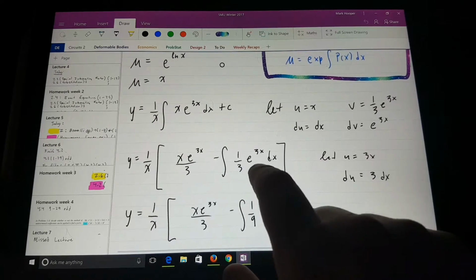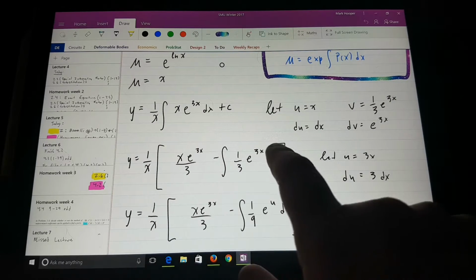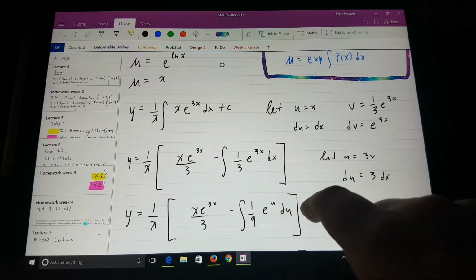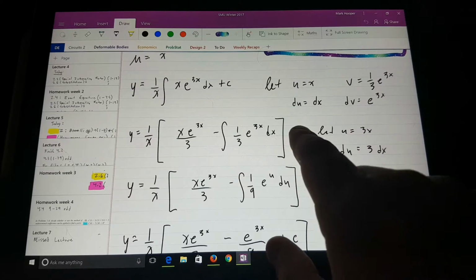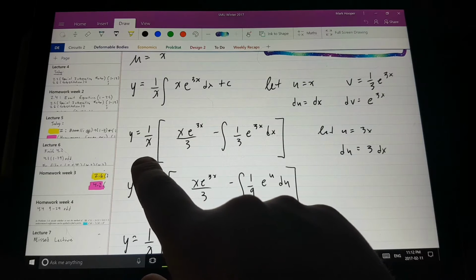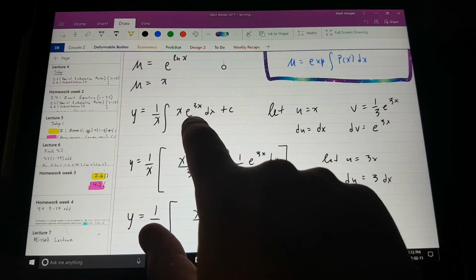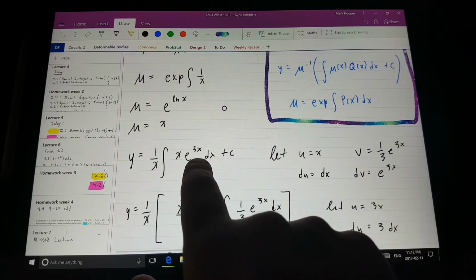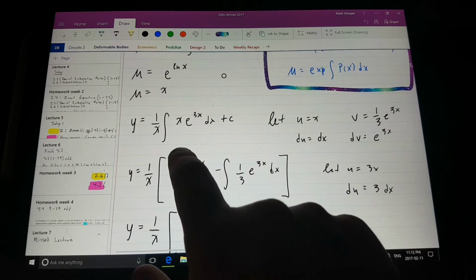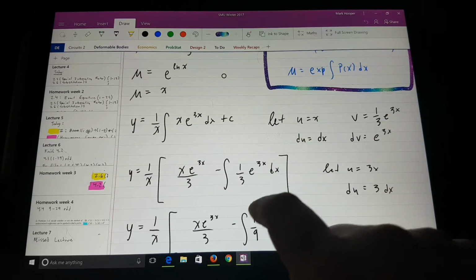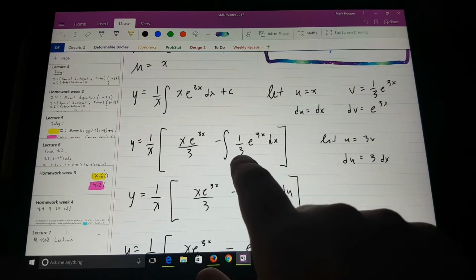So anyway, to compute this integral, we're going to have to do another by parts integration. So that's easy enough. That's 1 over mu. Again, mu is just x times q of x, which is this guy, plus c. So u, v, etc. So this is uv minus the integral of v du.